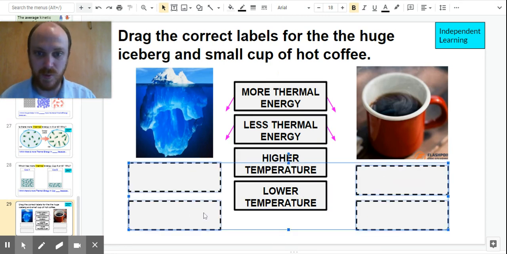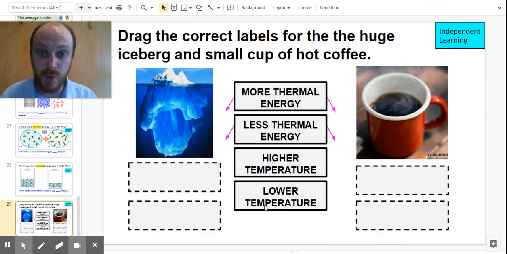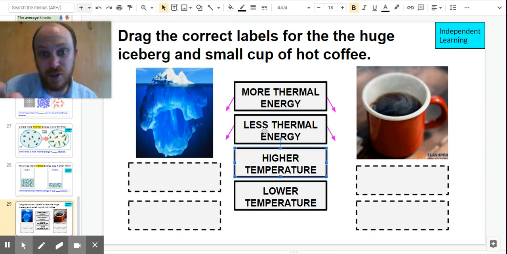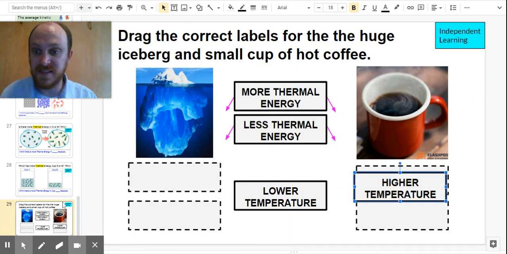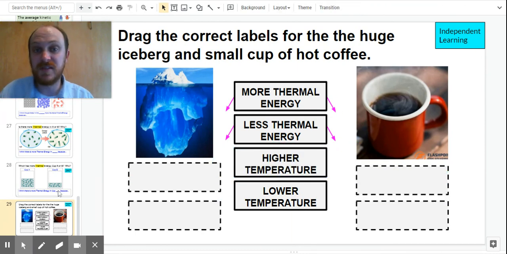Making sure again that this works for you guys. I should have tested that out. Okay, so which one has a higher temperature, which is lower temperature, which is less thermal energy? You're just going to add one to each side. Okay, that's it. We will go over these on Friday.